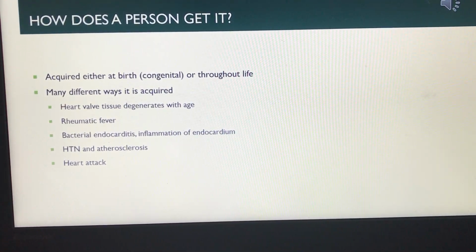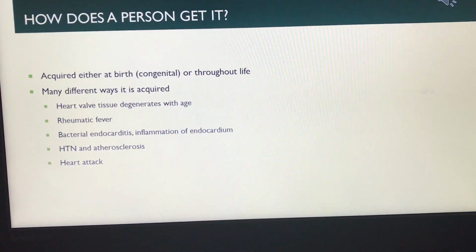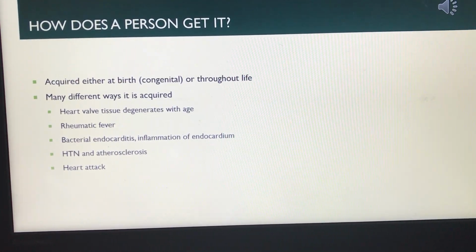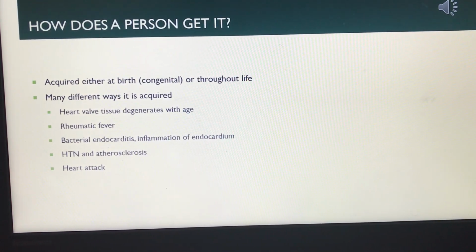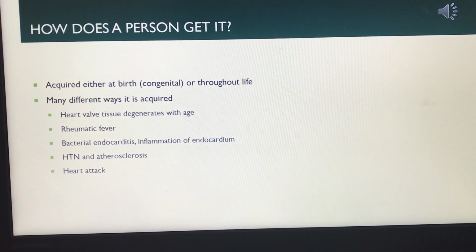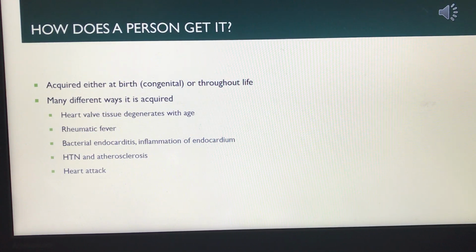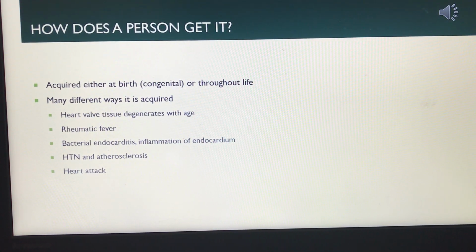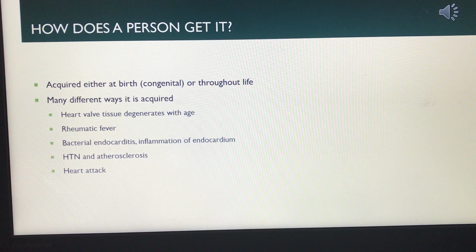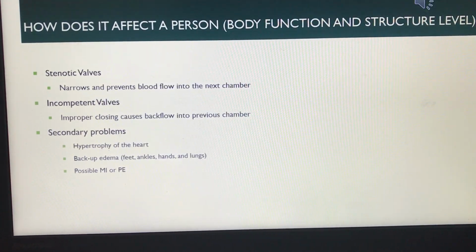A person can acquire this either through birth, which is congenital, or throughout life, just through overuse. Many different ways to acquire it include heart valve tissue degeneration with age, rheumatic fever, bacterial endocarditis, which is inflammation of the endocardium, hypertension and atherosclerosis, or a heart attack.